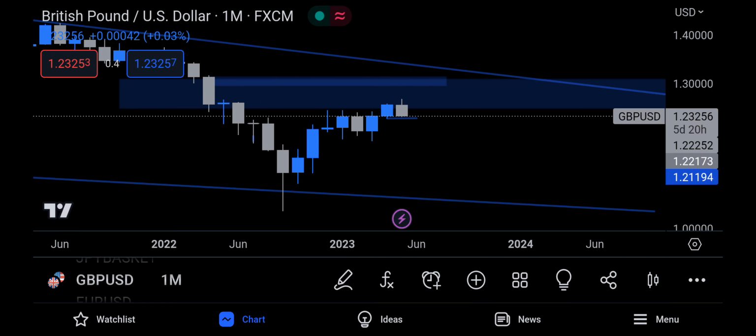Okay, so in monthly time frame, price is quite interesting. Now I will take this out. I will take this out as well. Now in monthly time frame, if you watch very well, we have a monthly level of resistance.